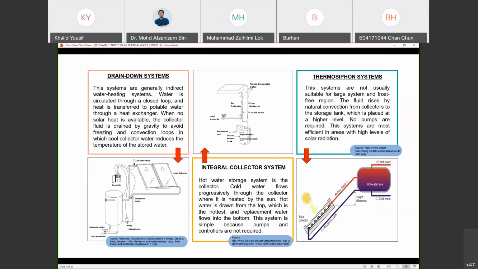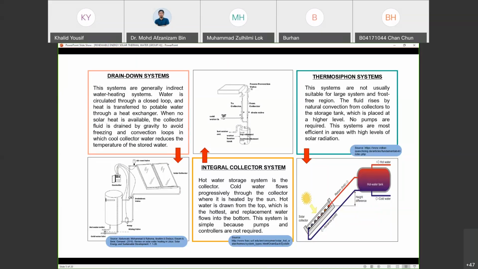And then the last one in the active system is the drawn down system. This system is generally a direct water heating system. Water is circulated through a closed loop and heat is transferred to the potable water through a heat exchanger. When no solar heat is available, the collector fluid is drawn down by gravity to avoid freezing, and a convection loop in which cold collector water reduces the temperature of the storage water. And let's go to the passive system.